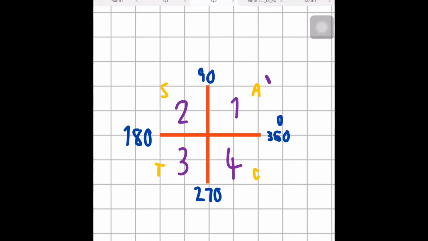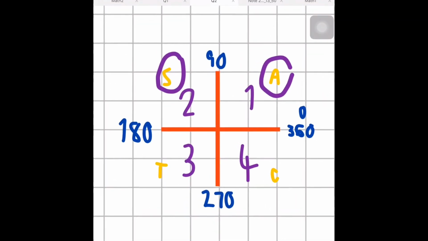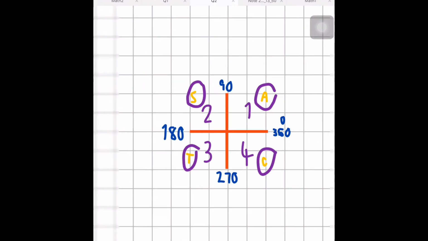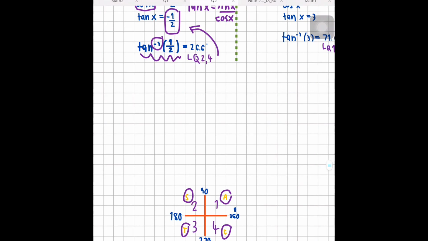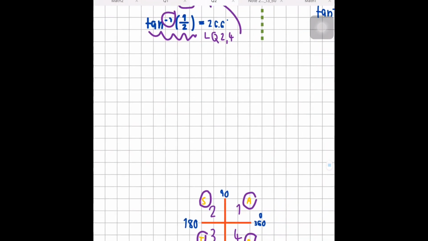In quadrant 1, all will be positive. In quadrant 2, sine is the only one that has a positive value. In quadrant 3, tan is the only one that has a positive value. And in quadrant 4, cos is the one that has a positive value. So in this case, we will plus or minus to find the x.